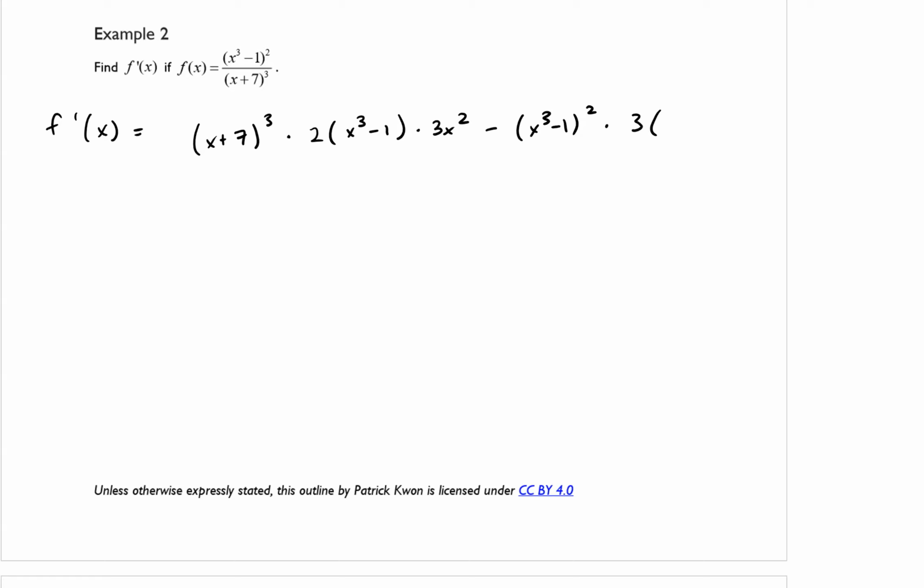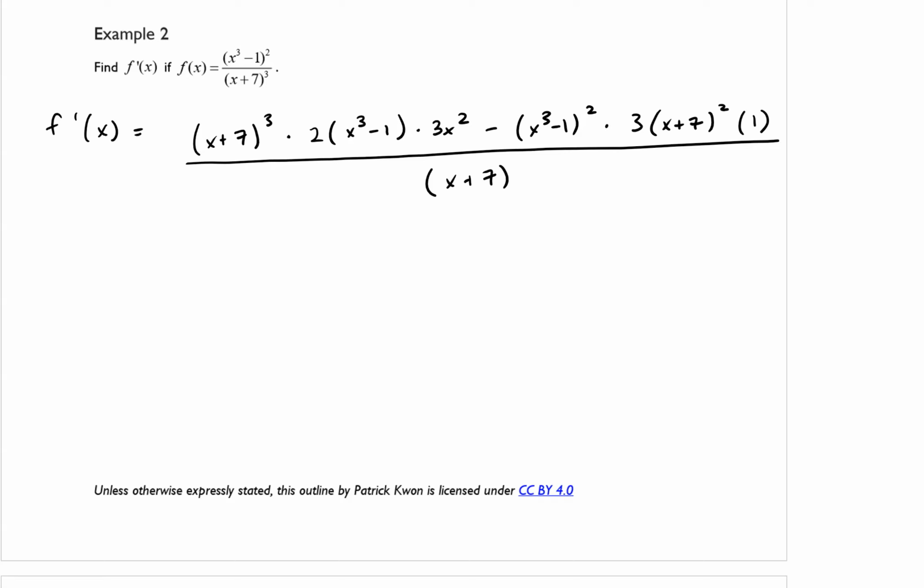So that's going to be 3 times (x plus 7) squared. And I could use the chain rule for that part, and then the derivative of the inside, the derivative of x plus 7, is just 1. So it's going to be that. And then it would be over the bottom quantity squared. And if I square that, the new exponent becomes 6 instead of 3.